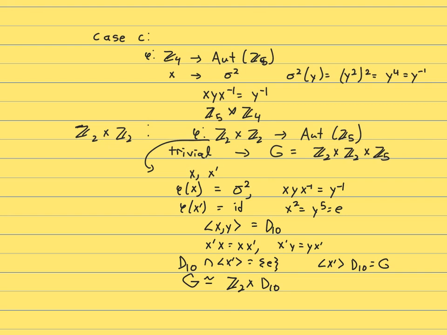Well, y has order 5, x prime has order 2. This tells you that x prime y has order 10. By similar calculation I have done previously, you can see that x times x prime y times x inverse is going to give you x prime y inverse. So this is actually the dihedral group as well. So it looks like we actually got all the groups in the list. So then the question is, what happens with the remaining homomorphisms here? Because there are actually some homomorphisms left.